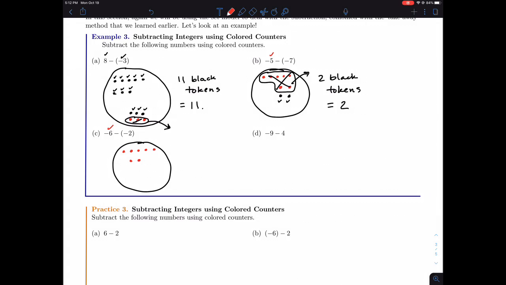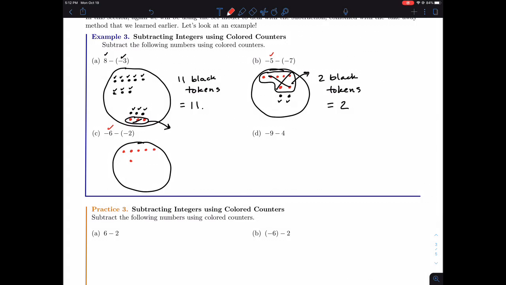Let's see, so we got 1, 2, 3, 4, 5, 6. Oops, I got 7 in there. Let's see. 1, 2, 3, 4, 5, 6. Yeah, it's 7. Sorry. And so in this case, we're trying to subtract. We want to take away 2 reds. So do I have 2 reds in there to actually take away?